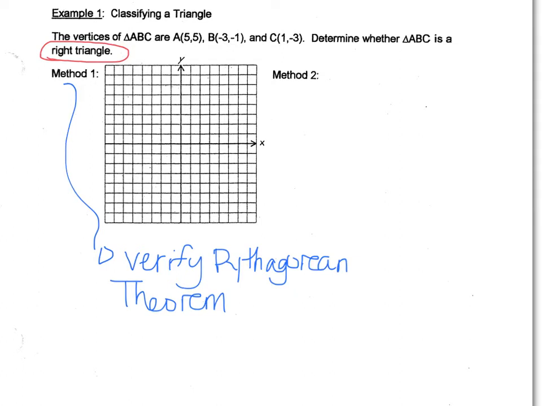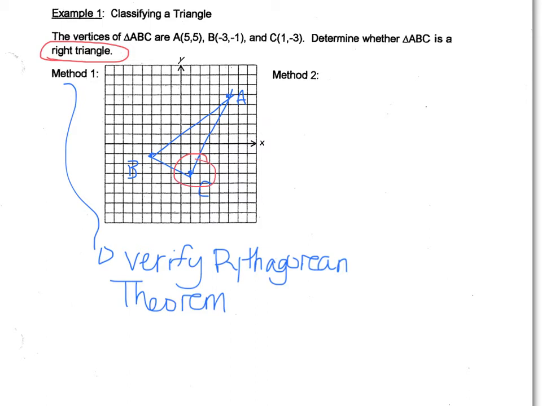Now let's plot those points to see what it looks like on the graph. 5, 5 would be approximately right there. That's point A. Negative 3, negative 1 is down here, point B. And 1, negative 3 is right there, point C. So looking at that picture, and we can just connect them very approximately to form a triangle, we would anticipate that the right angle would be this one right here, angle C.